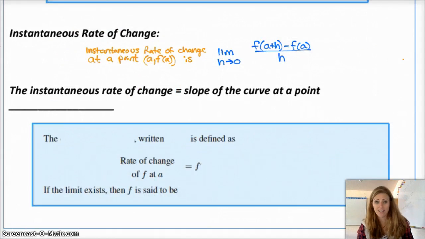Now, this instantaneous rate of change, which is also the slope of a curve at a point, also known as the slope of the tangent line, is the derivative. Like I said, a big major concept in calculus is to understand what the derivative is. So this is our day one of the derivative.